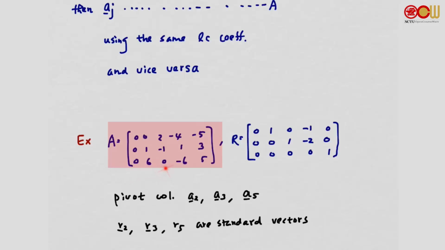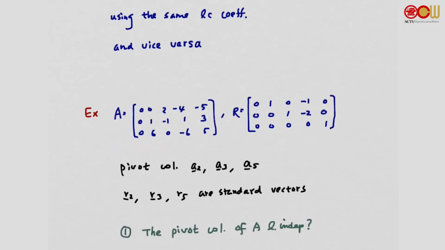A is this matrix, and the reduced row echelon form R is this matrix. From what we have derived before, the pivot columns of A are A2, A3, and A5. R2, R3, R5 are standard vectors, and they contain leading entries. So correspondingly, the pivot columns are 2, 3, and 5. First question: are the pivot columns of A linearly independent?